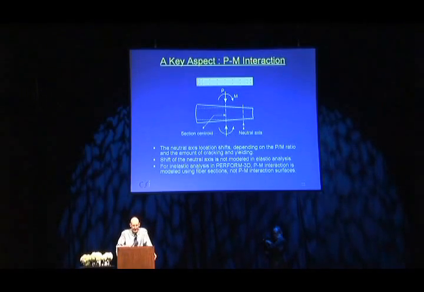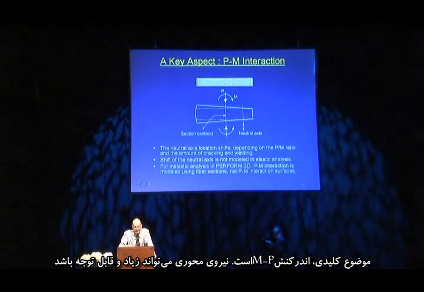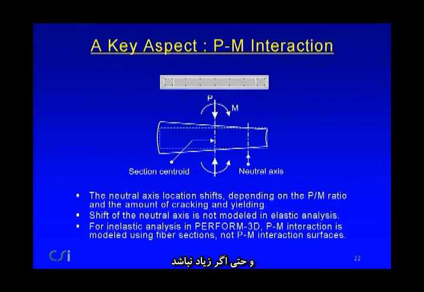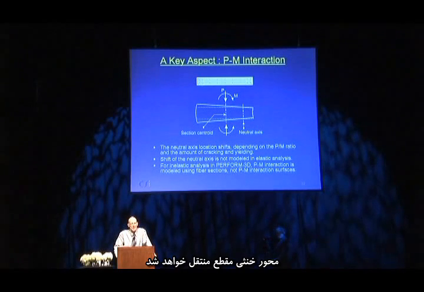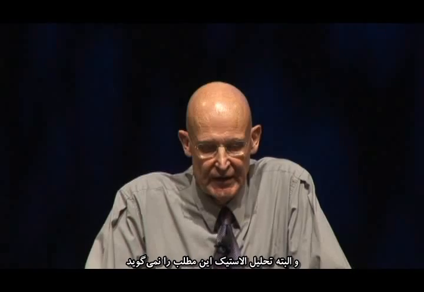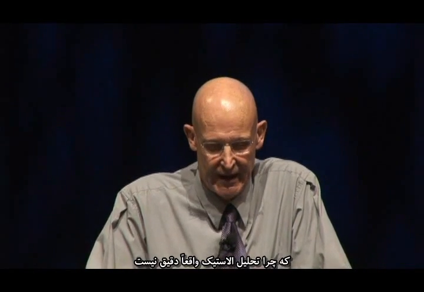Just for the bending case, we actually combine axial force and bending. A key aspect is PM interaction. The axial forces can be substantial, and even if they're not, when you bend a reinforced concrete cross section, you get a shift in the neutral axis, and so some things happen. And elastic analysis does not tell you this. So, there is another reason why elastic analysis is not terribly accurate.